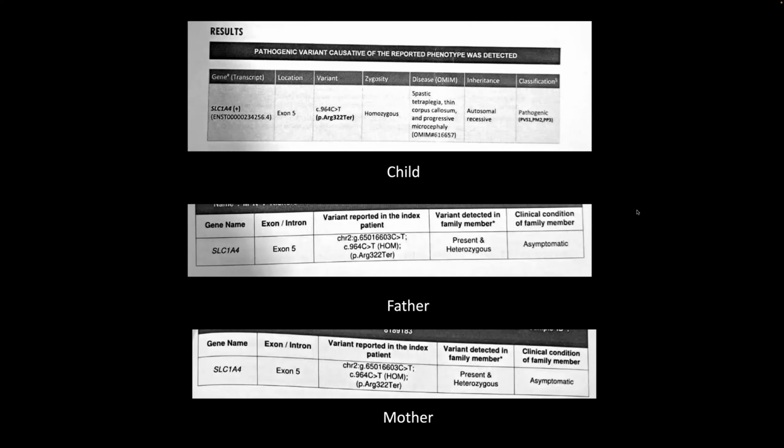Prithika, if you can just tell us in brief the results. So the child was born to consanguineous parents. There is an autosomal recessive inheritance that is seen with the gene mutation of SLC1A4 at exon 5, and it is a homozygous variant. So it's likely pathogenic since there is a phenotypic match also. And the parents were both heterozygous and asymptomatic. So this is a phenotypic match for the child of SLC1A4.